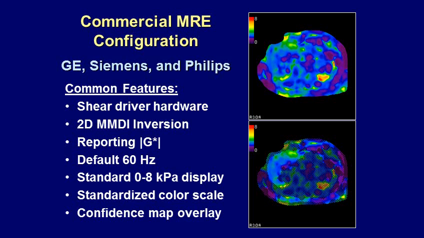Unlike other quantitative MR procedures, the FDA-cleared implementations of MRE from 3 different manufacturers have many common features. They all use the same driver hardware and processing technique. They all report the same quantity, which is the magnitude of the complex shear modulus. They all use the same standard driving frequency of 60 Hz, and they use the same type of display and color scale and display defaults. They also all have the same type of overlay showing where measurements are most valid.